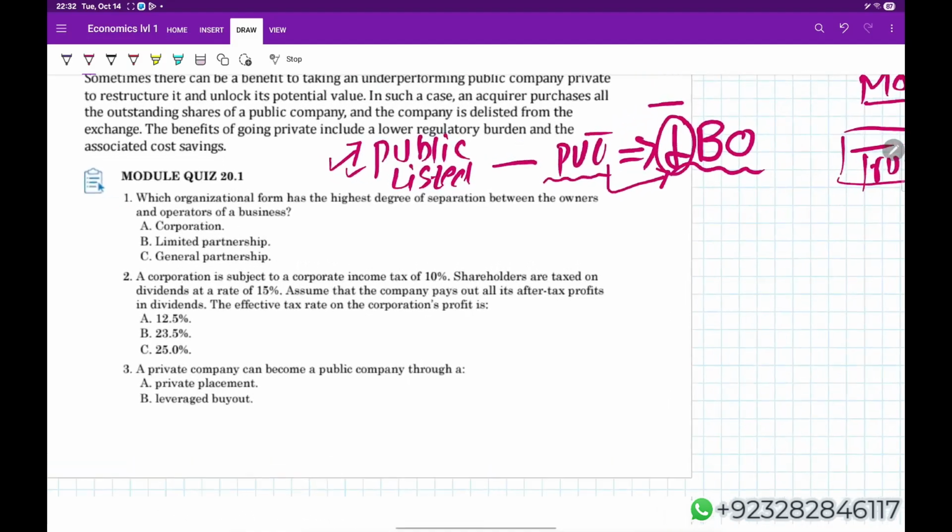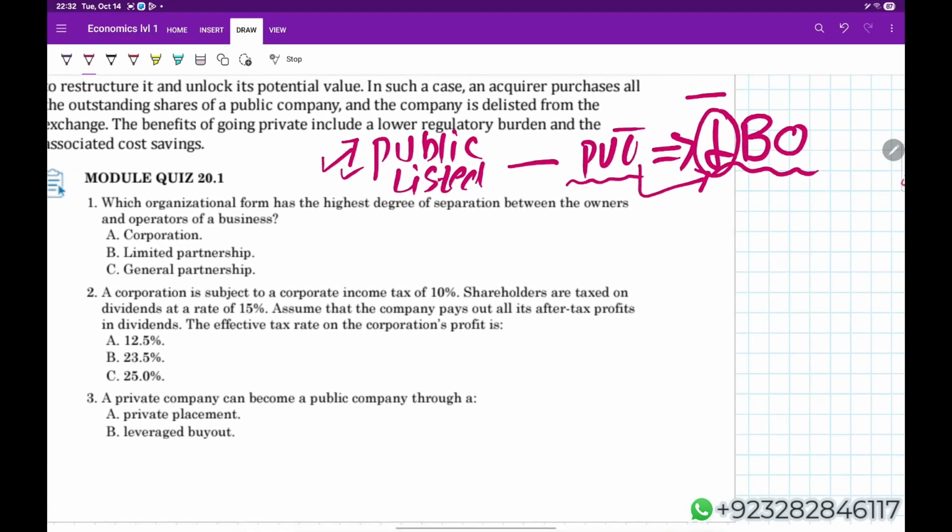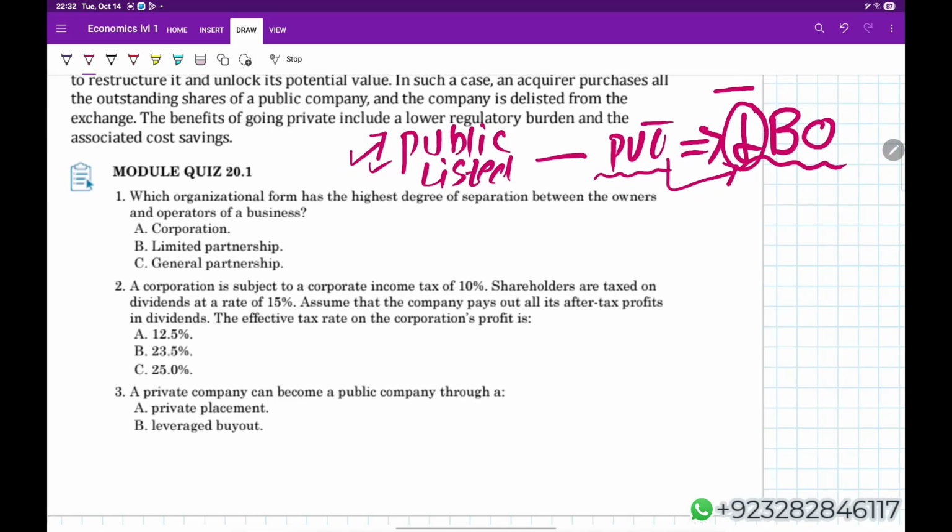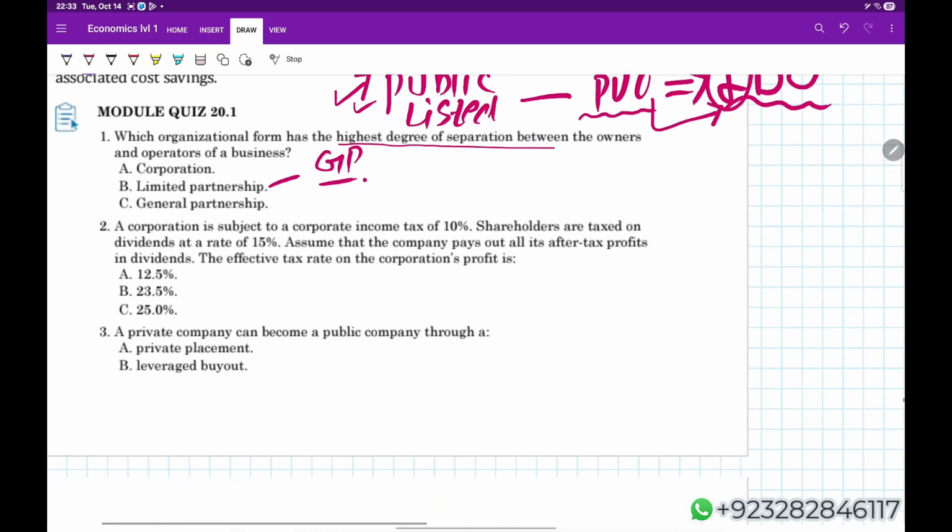So let's look at some questions, just a few. Which organizational form has the highest degree of separation? Obviously the corporation. They are talking about the legal status. When we talk about limited partnerships, the owners and businesses are not separate. General partnerships are obviously not separate. In limited partnerships, the owners are separate and the managers are separate, but one type of partner, the general partners, are not separate. They also invest their money.